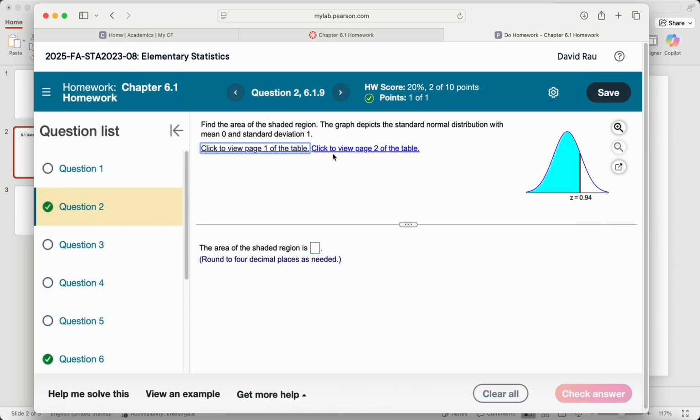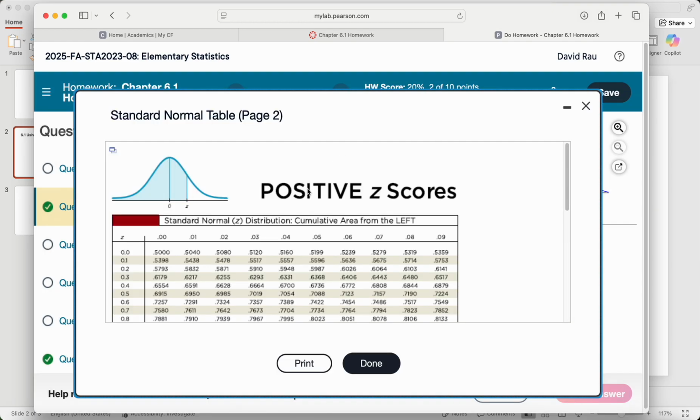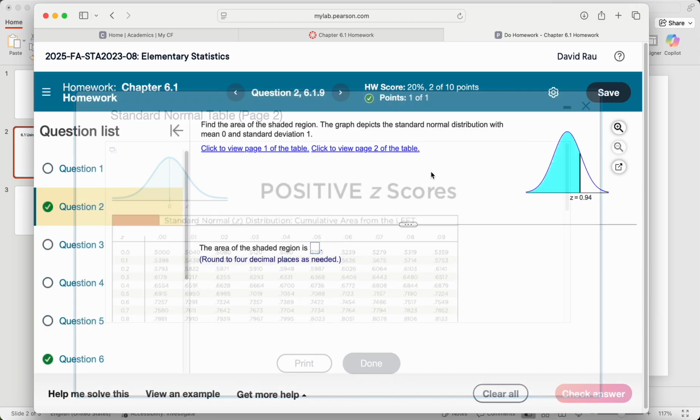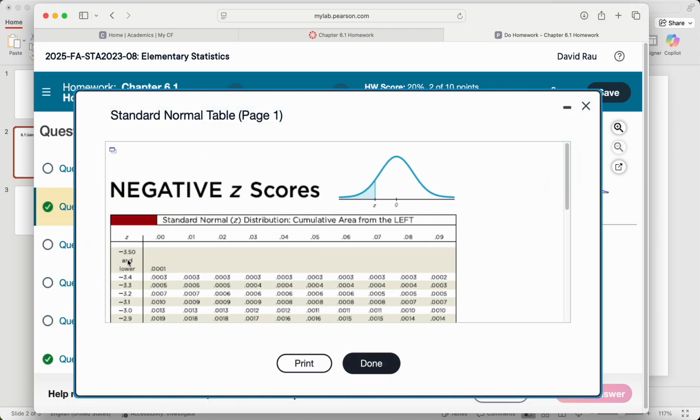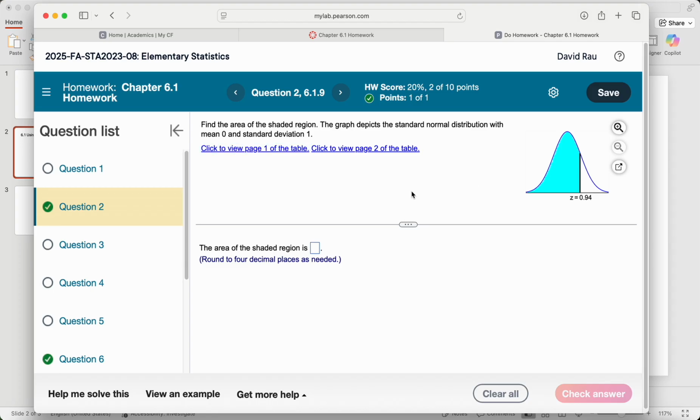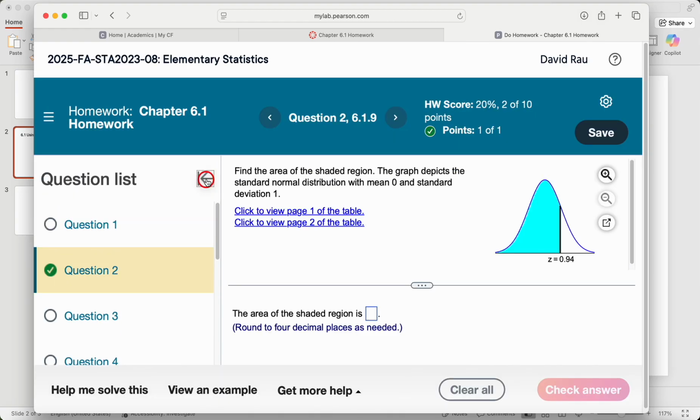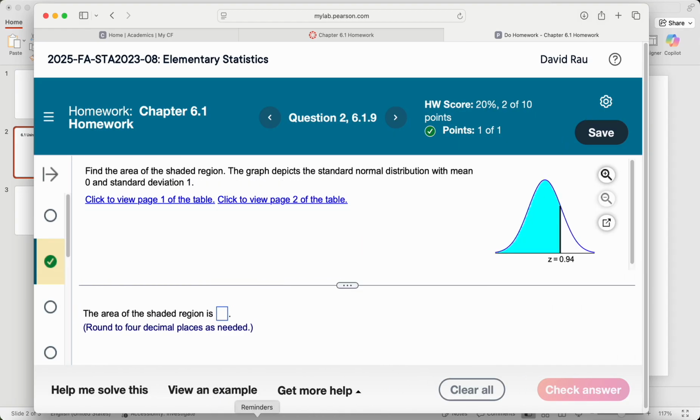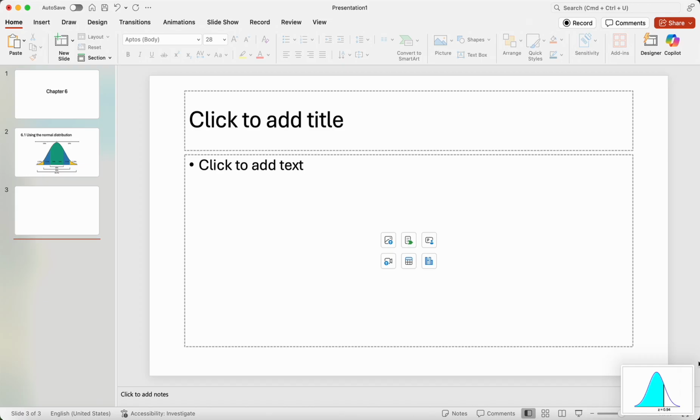Similarly, there's a second page of the table, and this one is the positive z-scores. So if you look on the left-hand side, you'll see these are all positives, and on the left-hand side of the first one, you can see they were all negative. So with that being said, let's figure out first, how can I use those tables to answer a question like this? Again, there is a STA2023 way, but for now, let's see if we can just figure out how to answer this using what we know.